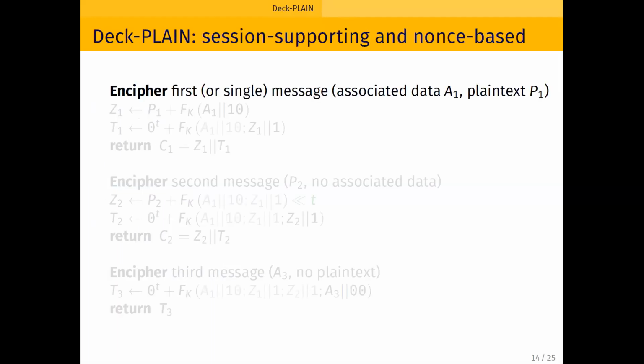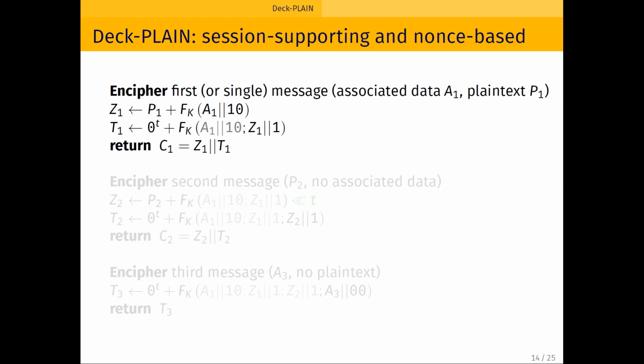Okay, so the purpose of DEC plain is to do first simple nonce-based authenticated encryption. To encrypt, what I mean by the message is a pair of associated data and plaintext, but it can also support sessions. By sessions, I mean that I can continue encrypting and authenticating further messages, and by keeping state, every time I authenticate something, I authenticate everything that I have received or sent so far. So let's start with just one message, a pair of associated data A1 and plaintext P1.